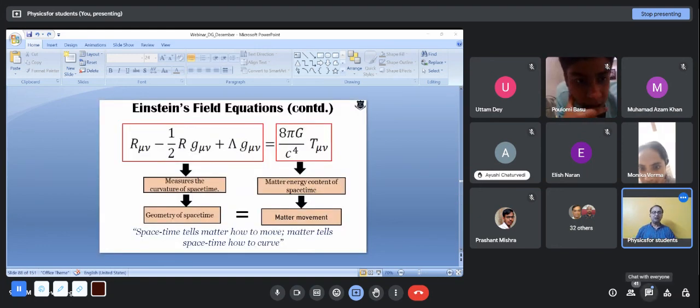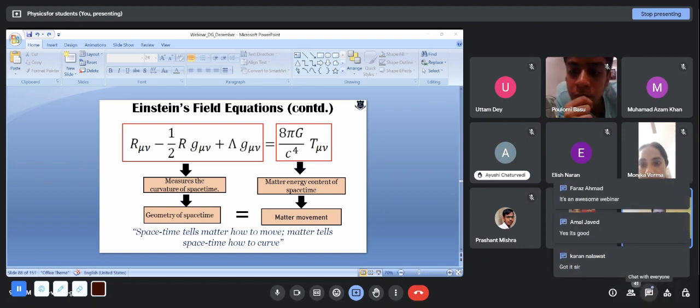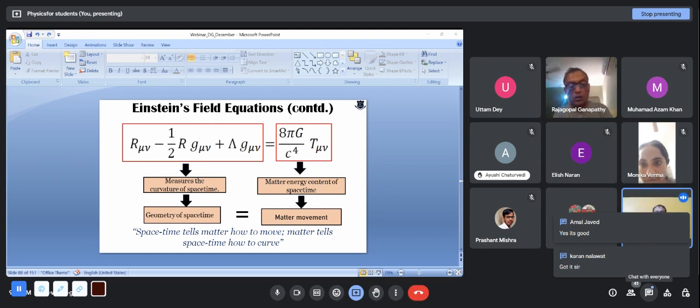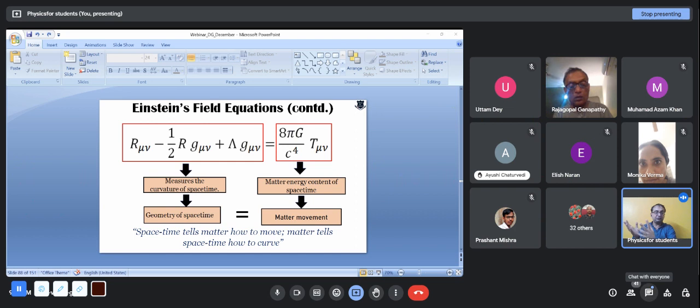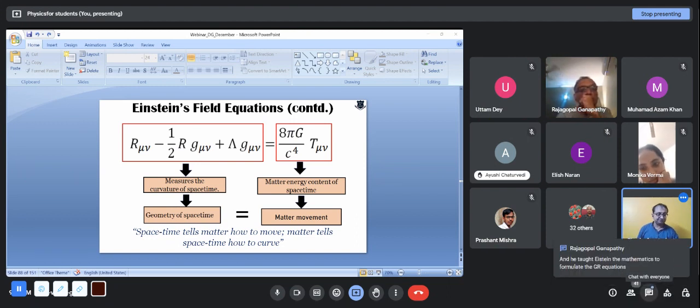Okay, most interesting part, the Einstein field equation. What is the left hand side telling? Okay, so the left hand side of the equation tells the geometry of space time, that means how much matter is causing the curvature. I mean to say, the tools that we use to measure curvature.